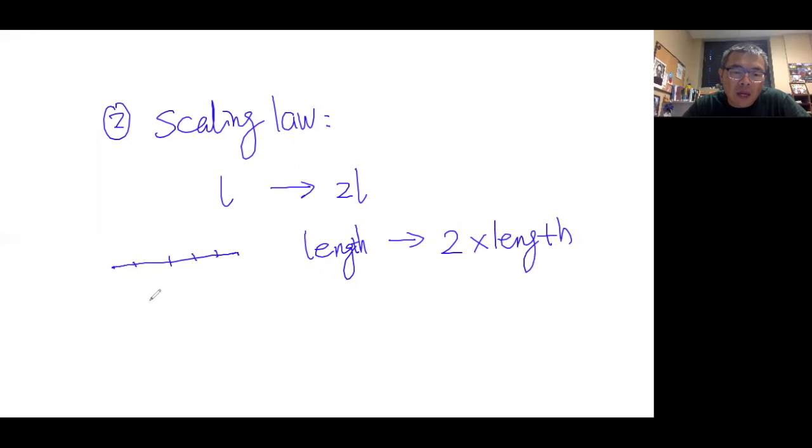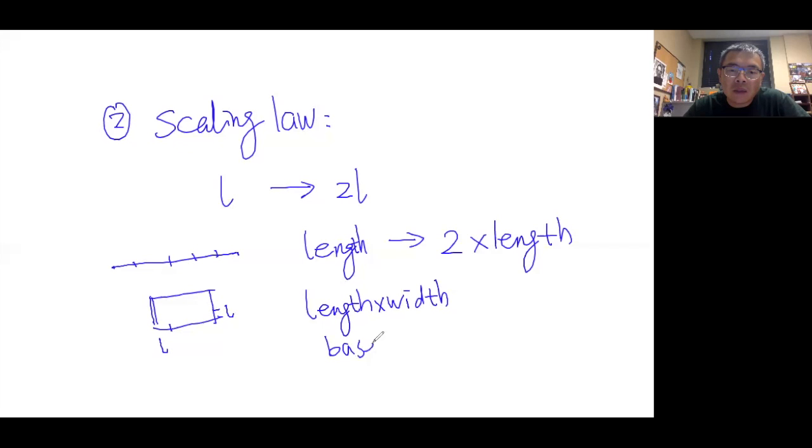Now, what about an area? Let's say you have a rectangle, and again, this is your unit L here, and this unit L here. Because you need to use length times width to get the area of the rectangle, or base times height, which is the same thing in this case, because your length is your base and your width is your height. So the area is not going to be doubled, because you multiply them together, so it becomes 4 times the previous area.